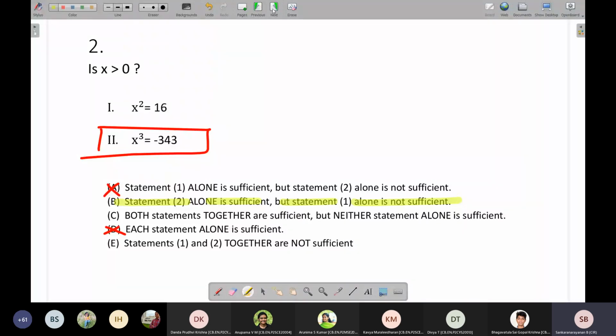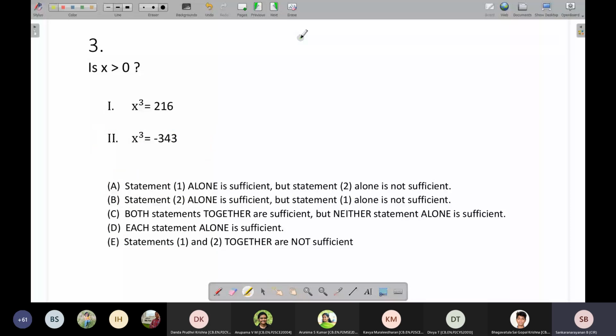Look at this third question. Again, similar type only. Is x greater than 0? This is the question. The expected answer is either a yes or a no, which means you should be able to give a solid yes or a solid no. Now let us consider statement 1 alone.